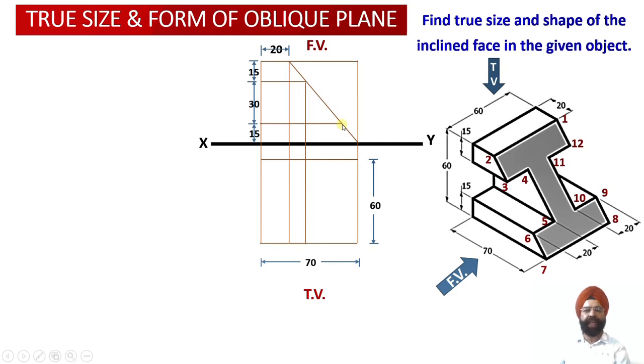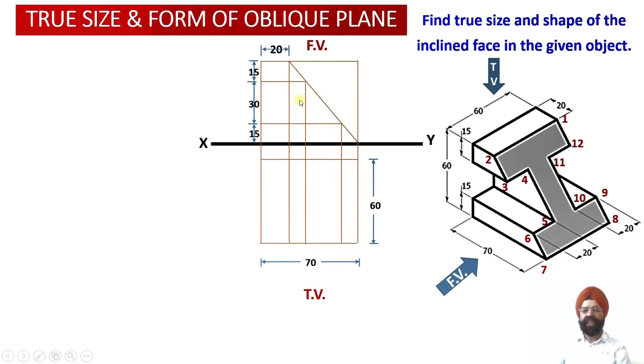The moment I obtain this point of intersection, I am able to obtain points 6, 5, 10 and 9 over here. So these 4 points have been obtained over here. Now once I obtain these 4 points in the front view, we are going to need these 4 points even in the top view. So we are going to project a vertical projector downwards over here.